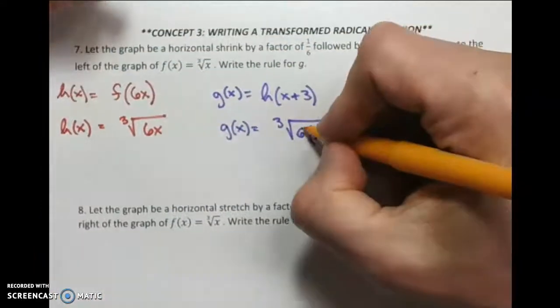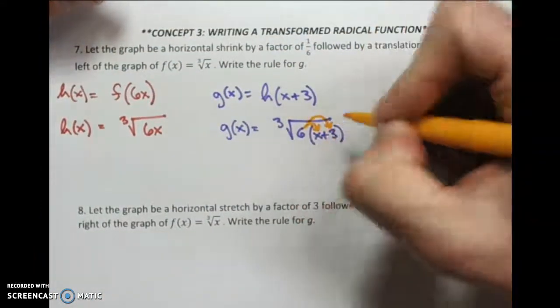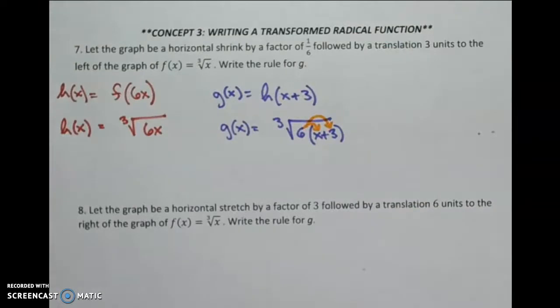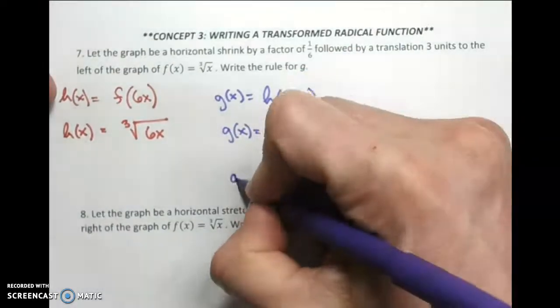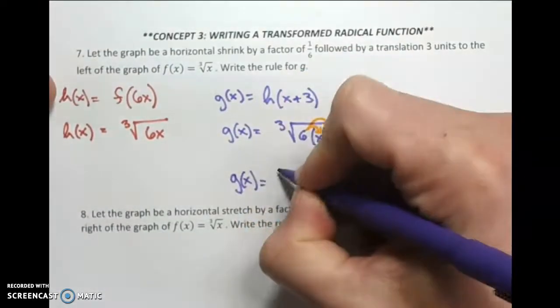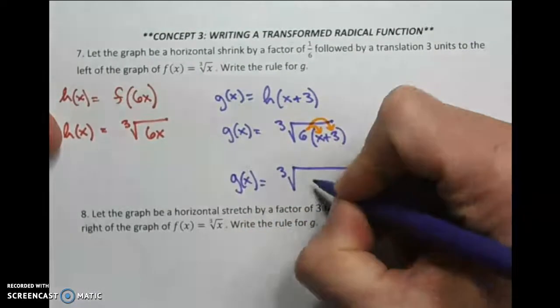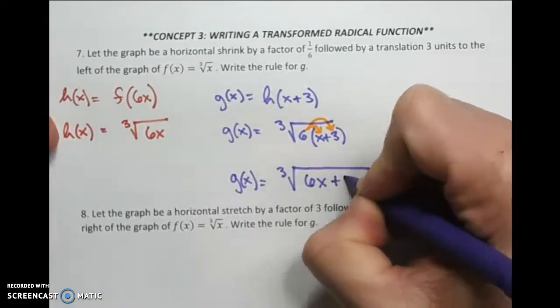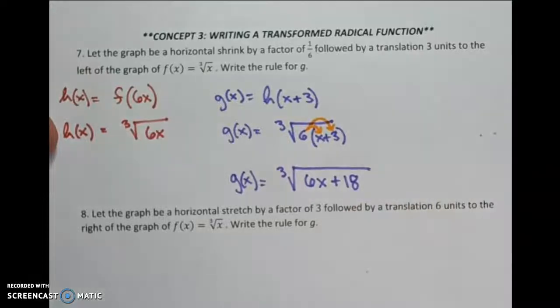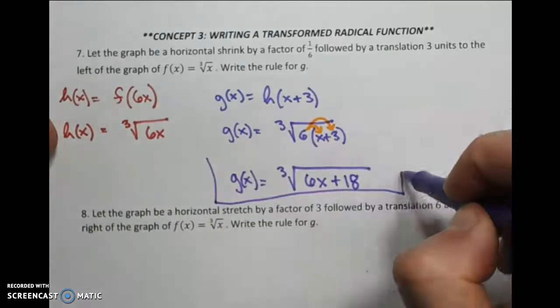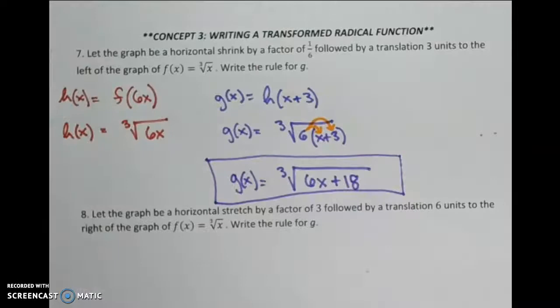So you must simplify. And what that is, distributing that 6 to both the x and the 3. And here we go. g of x equals the cubed root of 6x plus 18. And voila, that is our answer. We are done.